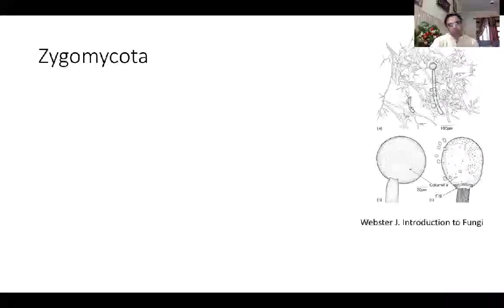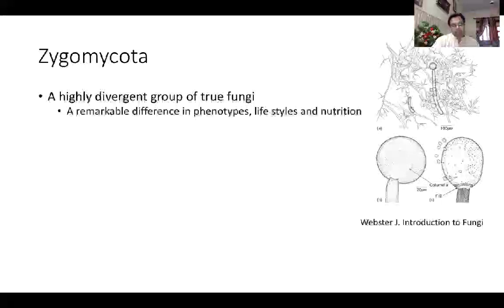Then an important group of true fungi is Zygomycota. Zygomycota is a group that contains a huge diversity of fungi. There are remarkable differences in phenotypes, lifestyles, and nutrition in this group of fungi. They have aseptate hyphae. They lack septa.